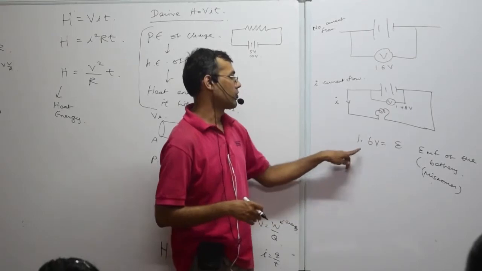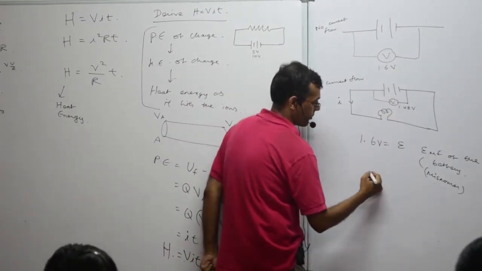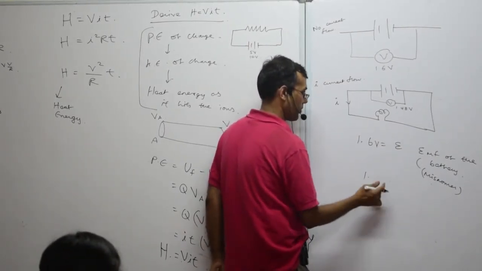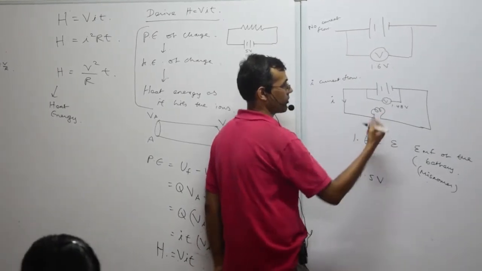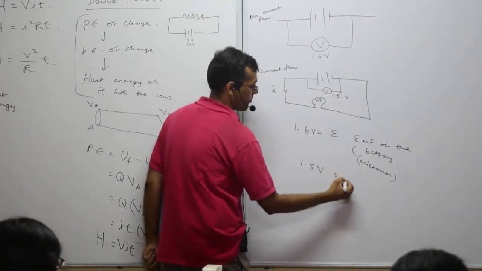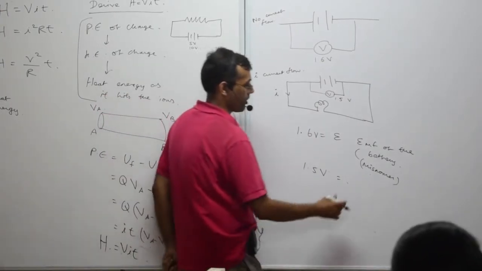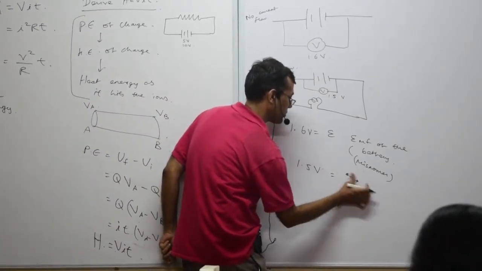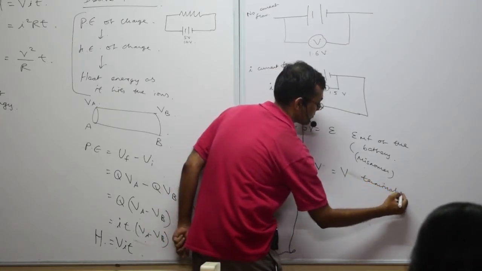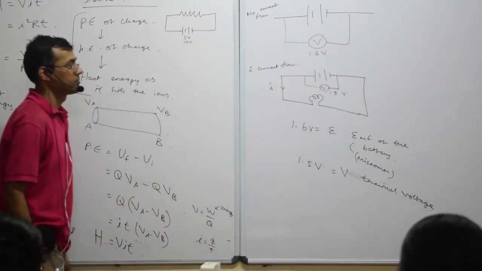So the EMF of the battery is 1.6 volt. But when you connect it in the circuit, you got 1.48 volt. To make it easy, I'm going to take it as 1.5 volt, rounding it off to 1.5. This is called terminal voltage. So this is V, voltage.